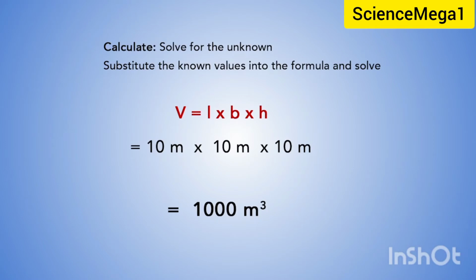So we now substitute the figures we have under the known variables into the formula. And we have 10 meters multiplied by 10 meters multiplied by 10 meters. And this is equal to 1,000 cubic meter. I believe you agree with me with the answer.